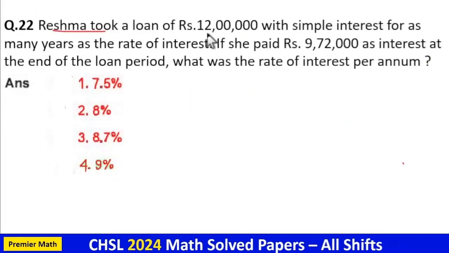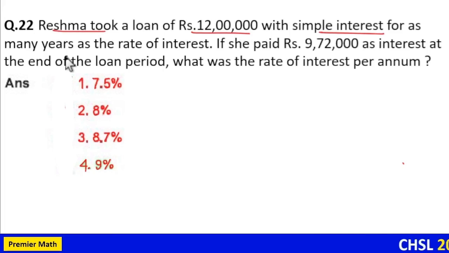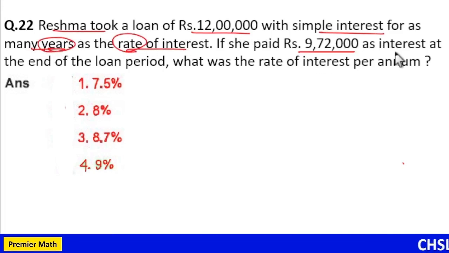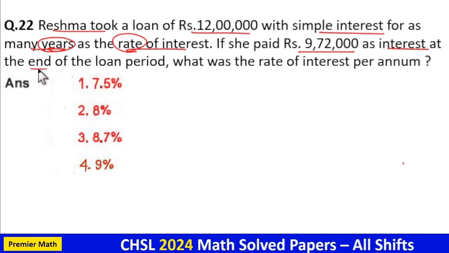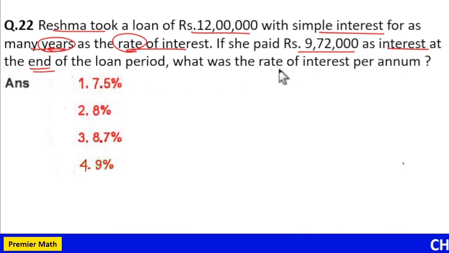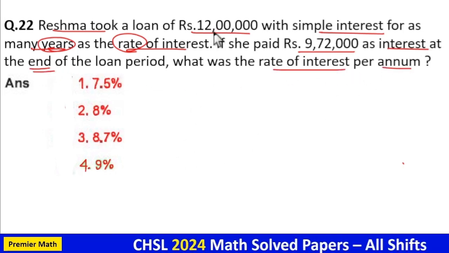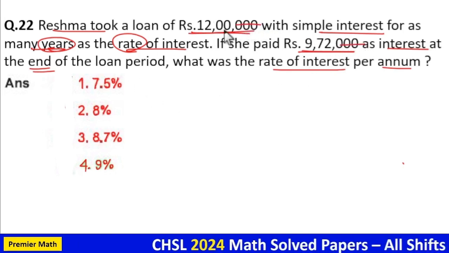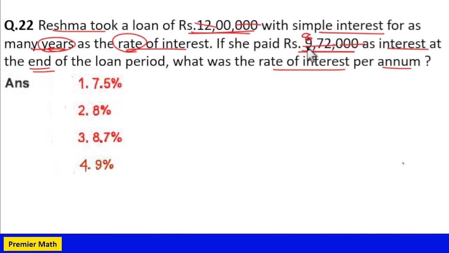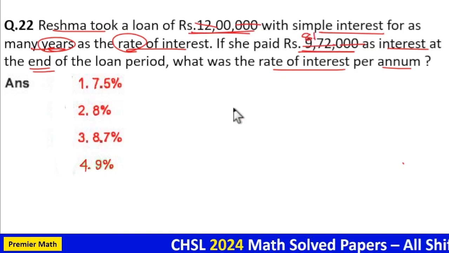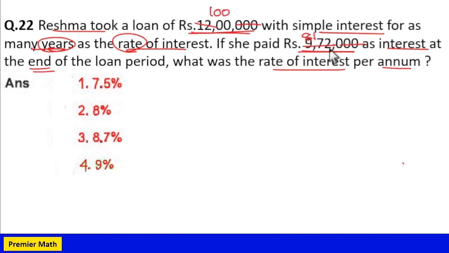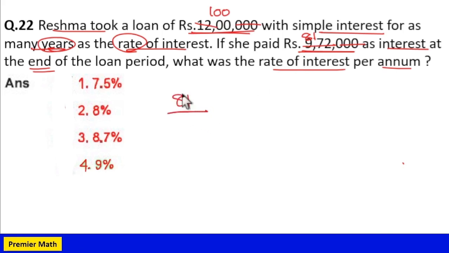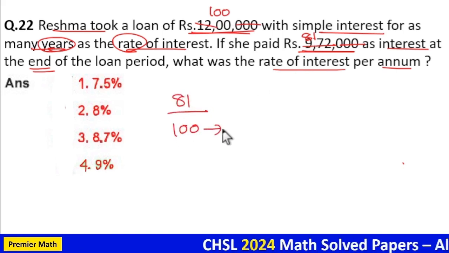Reshma took a loan of rupees 12 lakh with simple interest for as many years as the rate of interest. She paid rupees 9,72,000 as interest at the end of the loan period. What was the rate of interest per annum? Here take the ratio of principal and total interest. 0, 0 cancel. 12 goes 8 times in 96. Remaining 12. 12 goes 1 time in 12. So this is like 100 parts principal and a total of 81 parts interest. So a total of 81 parts interest is generated out of these 100 parts of principal.